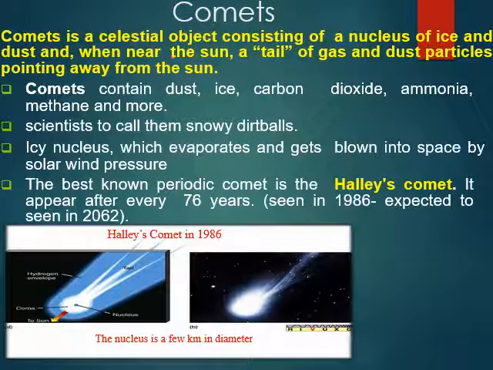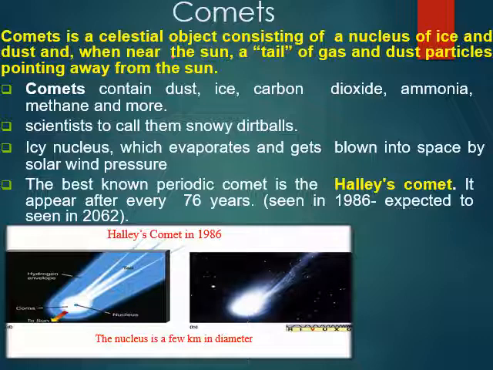A comet is a celestial object consisting of a nucleus of ice and dust, and when near the sun, a tail of gas and dust particles pointing away from the sun is formed. Comets contain dust, ice, carbon dioxide, ammonia, methane, and many more gases. Scientists call them snowy dirt balls.